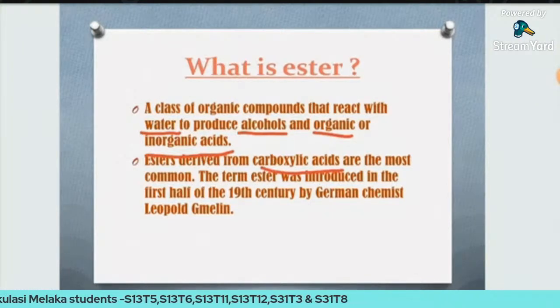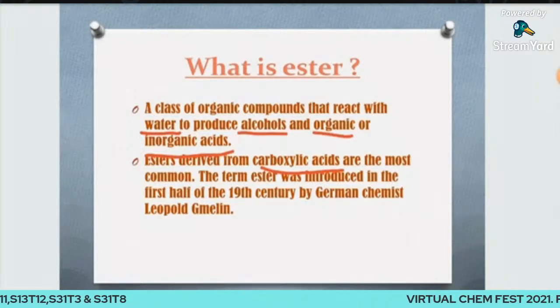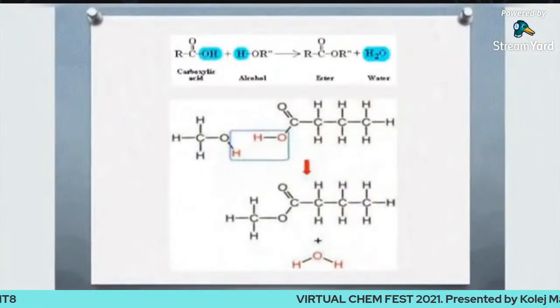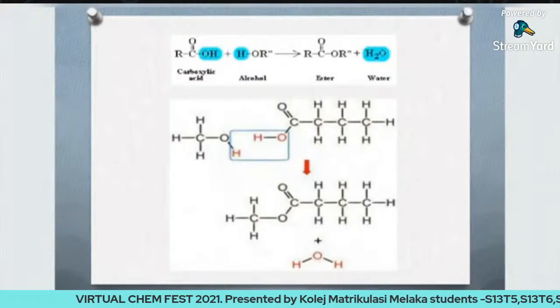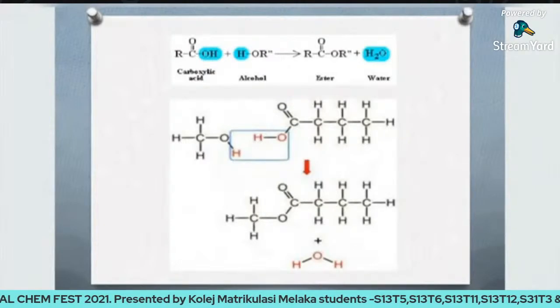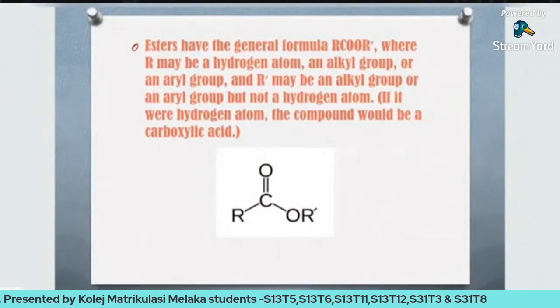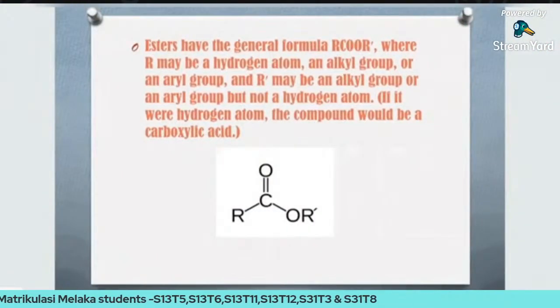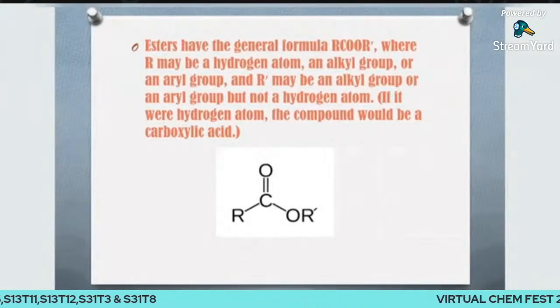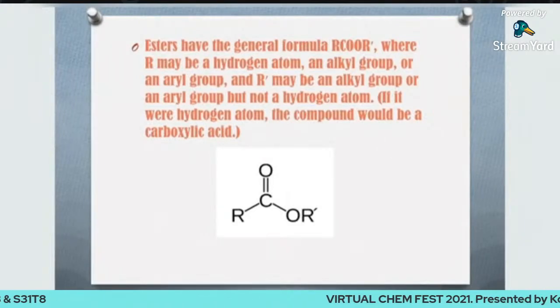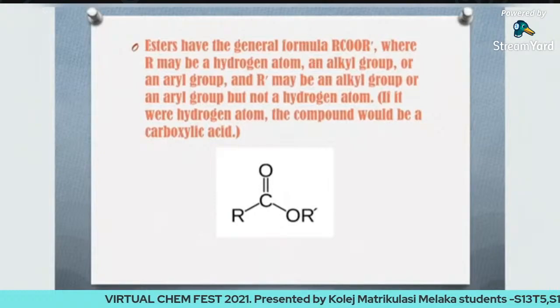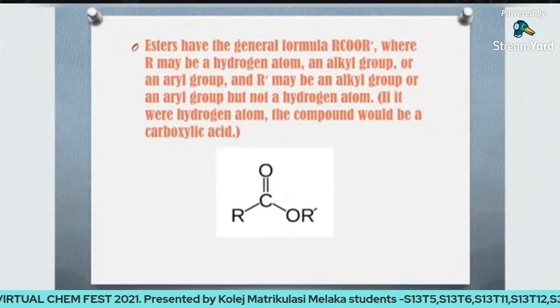The term ester was introduced in the first half of the 19th century by German chemist Leopold Gmelin. This is the equation that shows the formation of ester, in which carboxylic acid reacts with alcohol to form ester and water. Esters have the general formula RCOOR', where R may be a hydrogen atom, an alkyl group, or an aryl group. R' may be an alkyl group or an aryl group, but not a hydrogen atom. If it were a hydrogen atom, the compound would be a carboxylic acid.